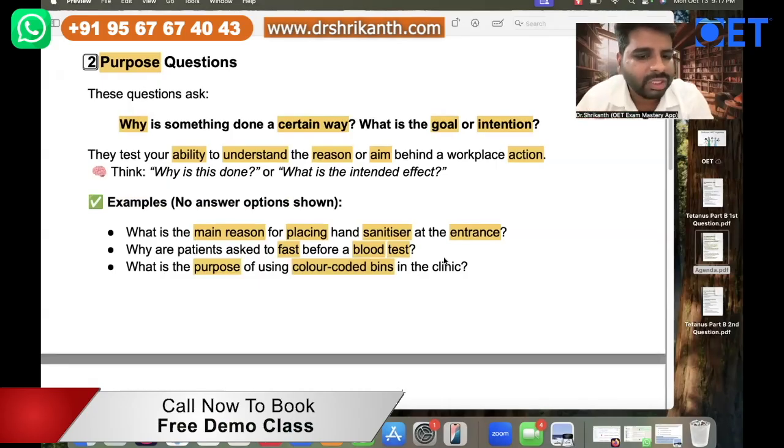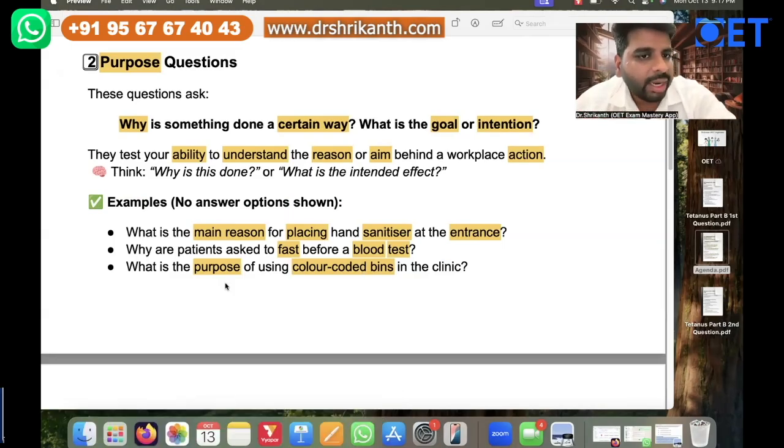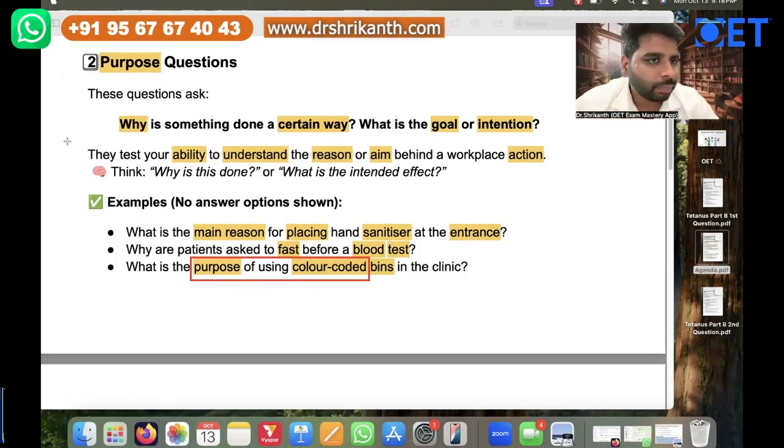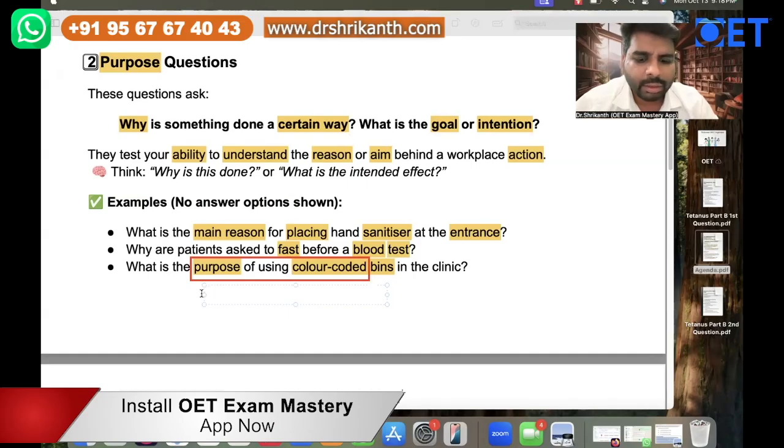Dustbins, and some dustbins will be red in color, some will be blue, some will be green. So color-coded dustbins, right? So that is the action. And here the question is asking you, what is the purpose of using color-coded bins? So what is the question stem over here? The question stem over here is the purpose of using color-coded bins. This is the question stem.